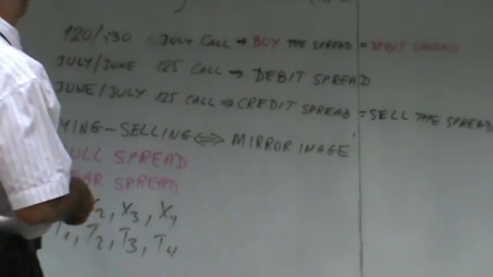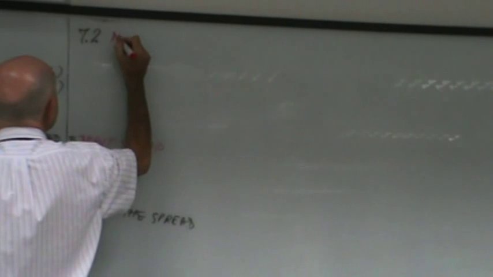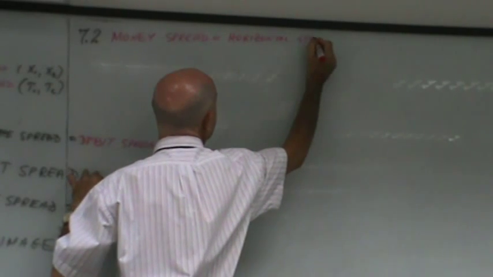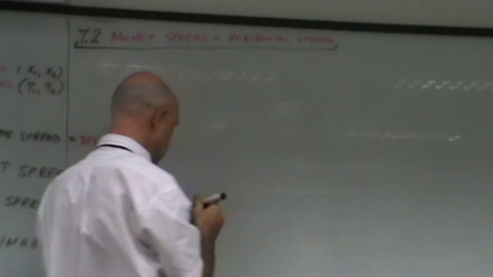All right, number two, 7-2. 7-2 is called money spread. And money spread is exactly the same as horizontal spread. And a horizontal spread will respectively have 7-2-1. It's going to be bull spread.